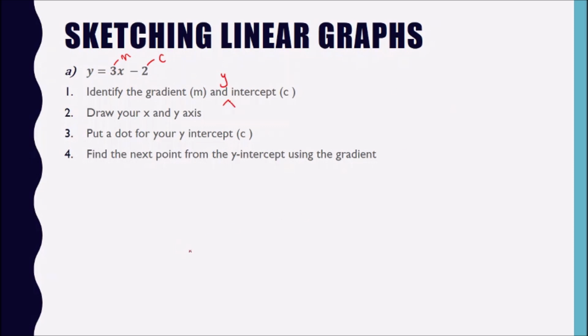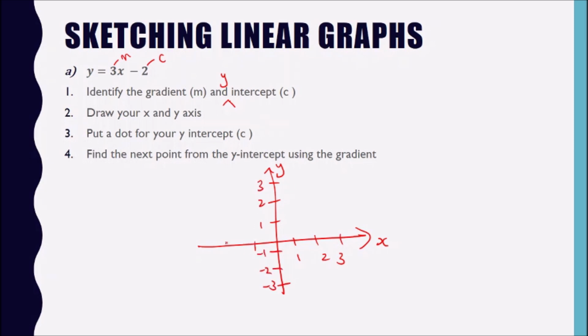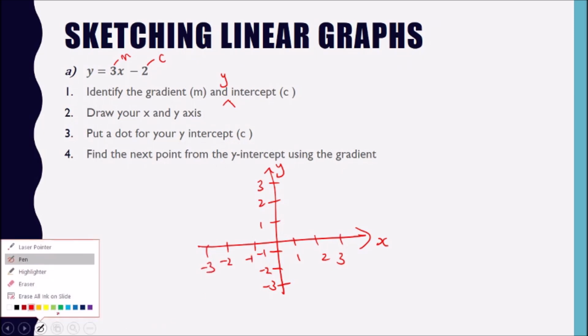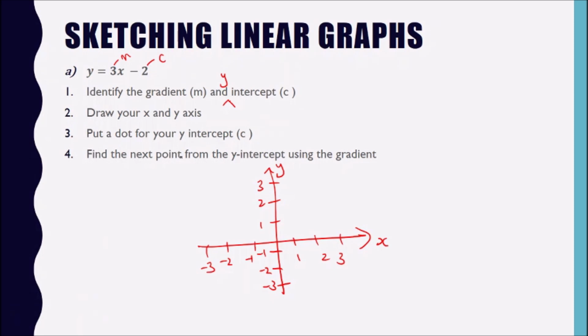You need to draw your x and y axis. All right, so my x and y, there we are. Then you need to make sure you do your intervals. Remember, these ones down here are negative and these ones across are negative. And then you plot your y-intercept, which is given to you, -2. There, I've just done a cross for you to see it.